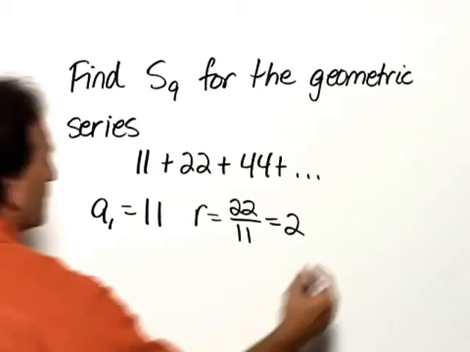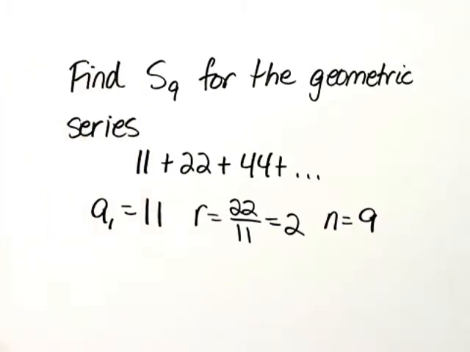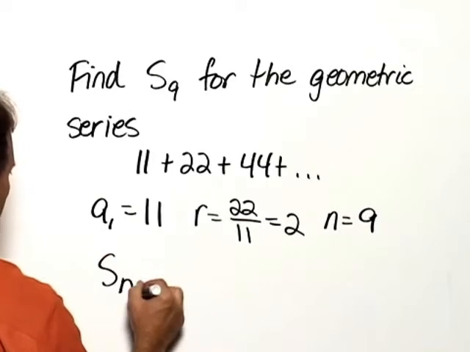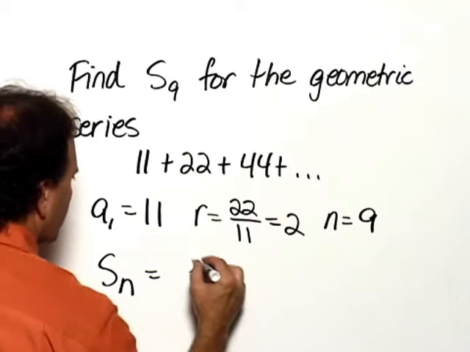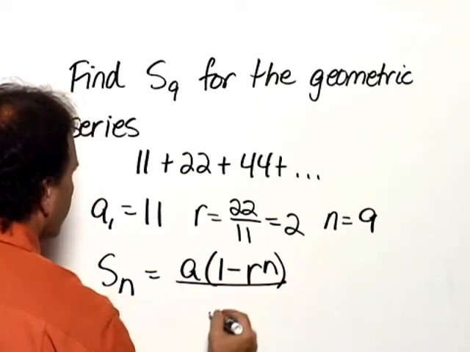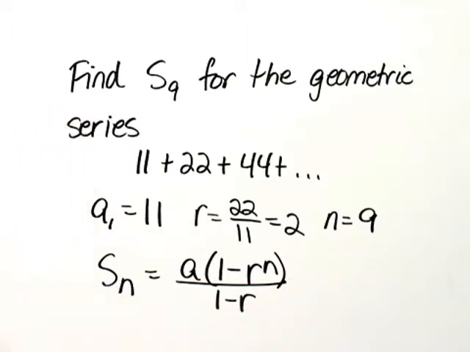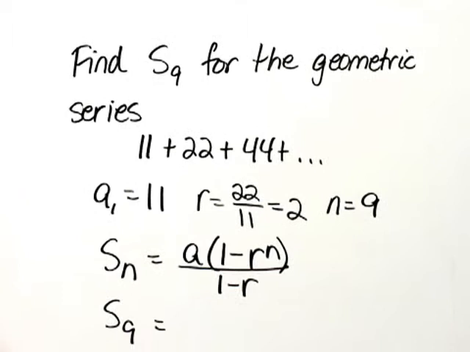We want to find the sum all the way up to n equals 9. So the formula for the sum, S sub n, is equal to a sub 1 times 1 minus r to the n divided by 1 minus r. Substituting, we want the sum of the first 9 terms.